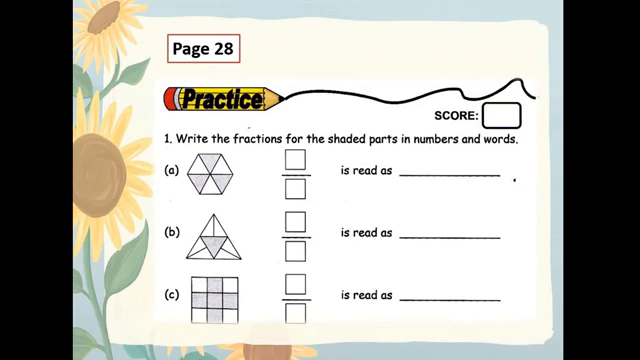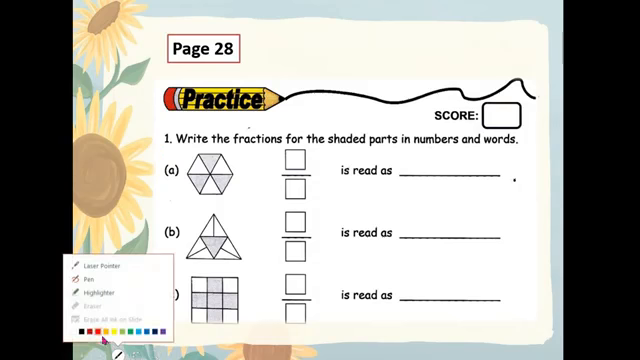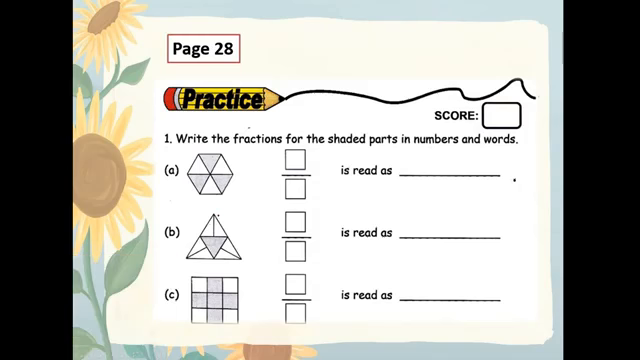Time is finished. Okay, let's answer. Get your red pen and check your answers. The answer on letter A is 3 over 6. And it is read as 3 over 6, or you can say 3/6.